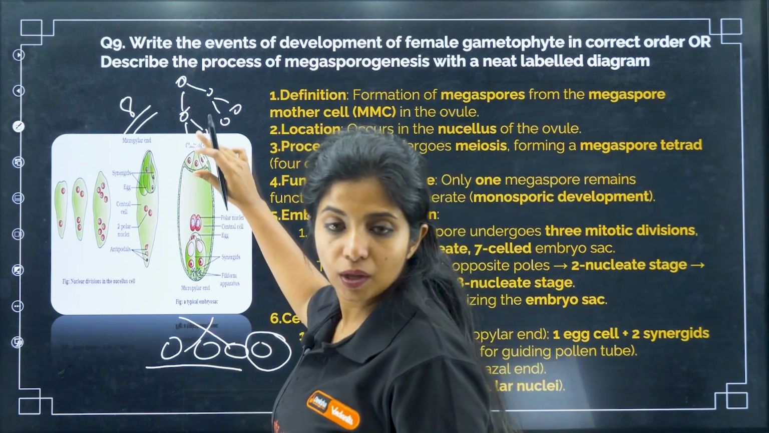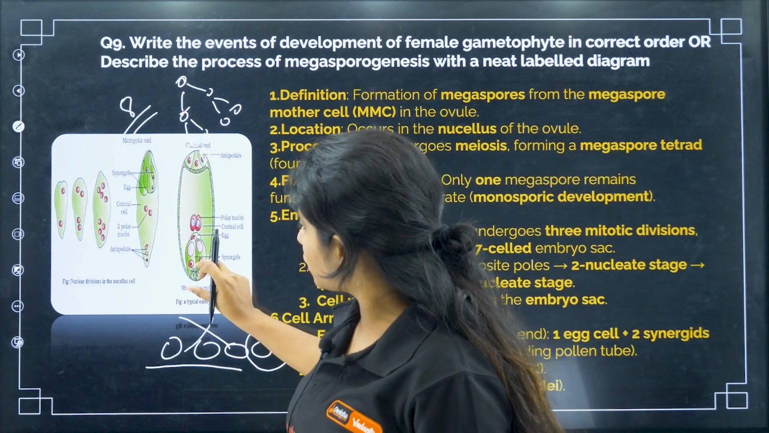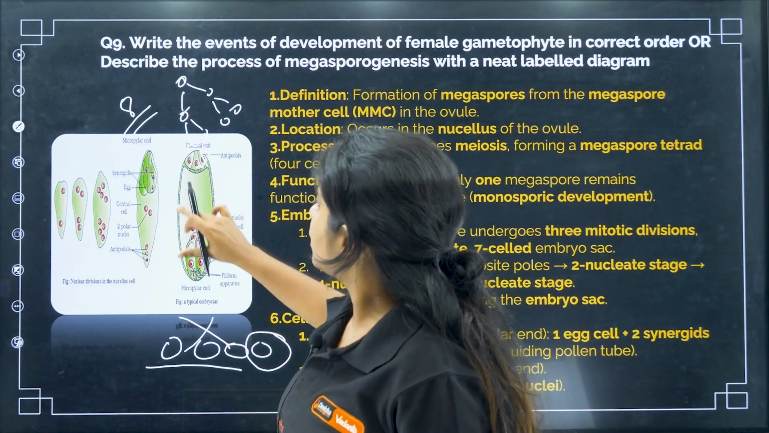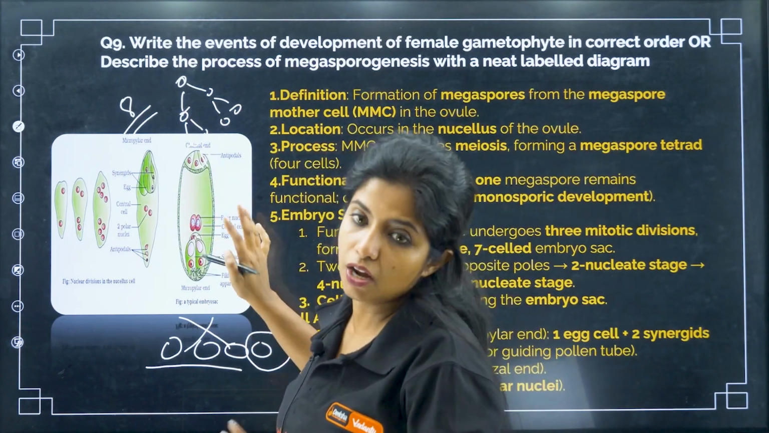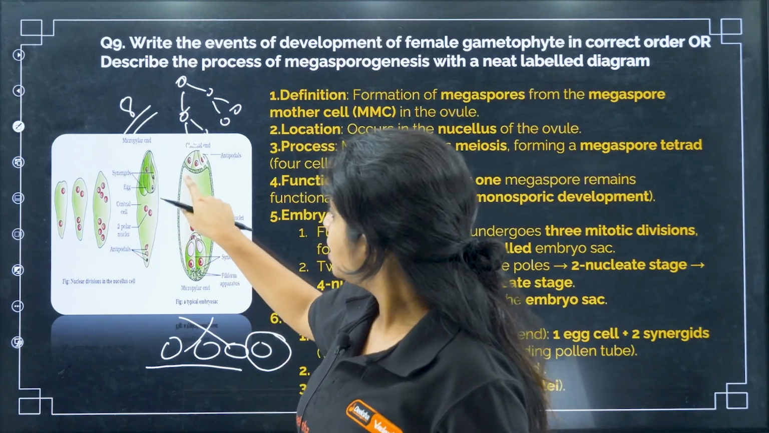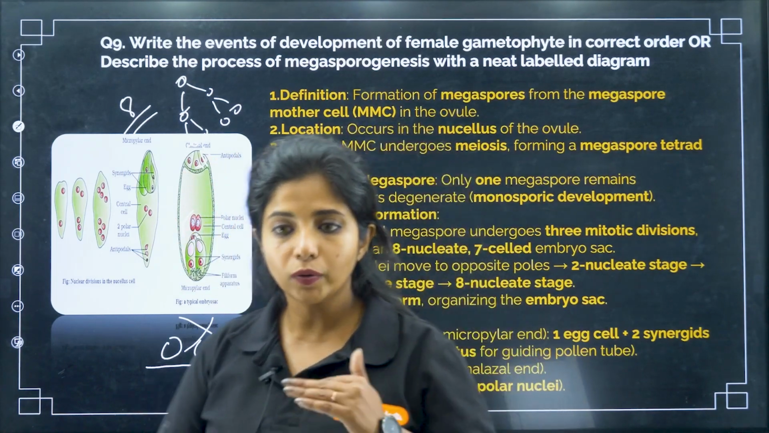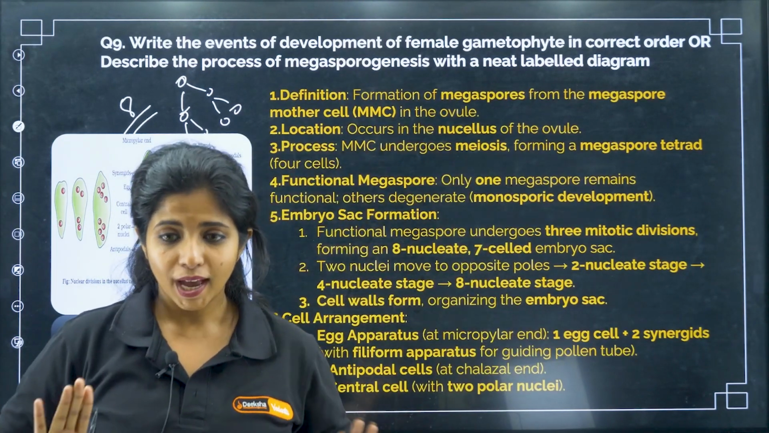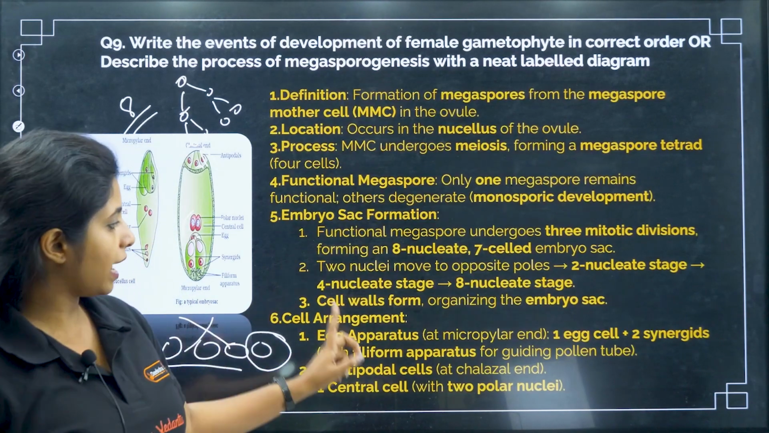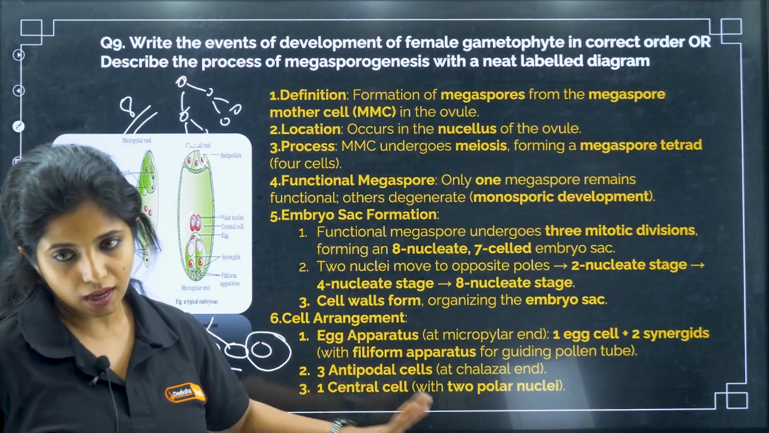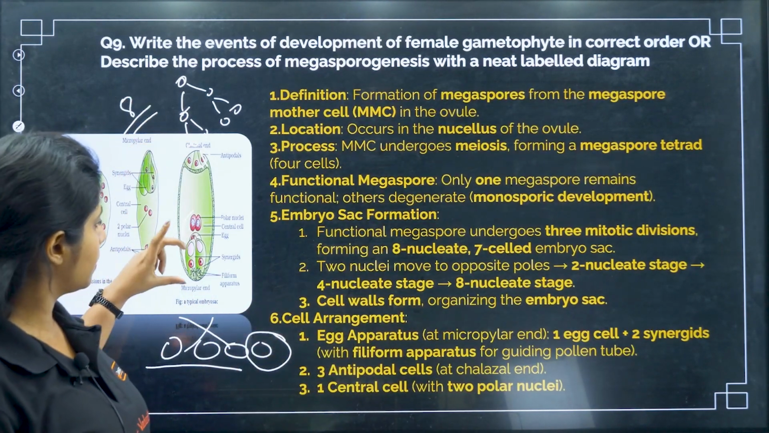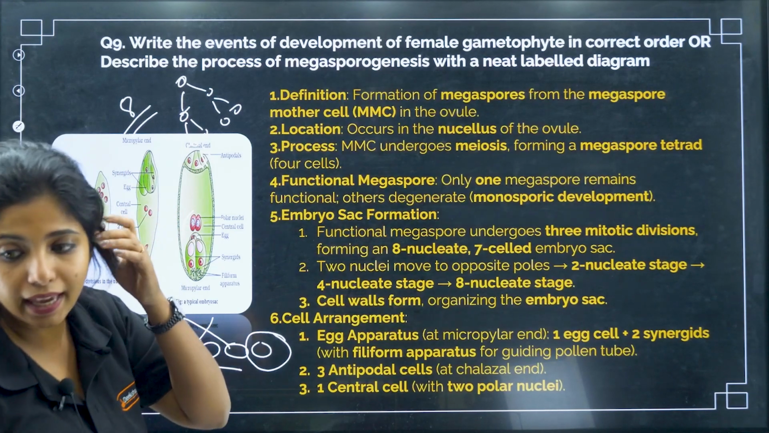Out of them, 3 of them will be surrounded by cell wall. Here also 3 of them will be surrounded by cell wall. 1 of them is not surrounded. 2 of the nuclei are not surrounded by cell wall over here, my dear children. So, it is a part of the central cell. This is how things happen. Okay, I hope it's clear. Please remember egg apparatus, filiform apparatus and everything out there. And over here, the micropylar end is towards the egg apparatus.